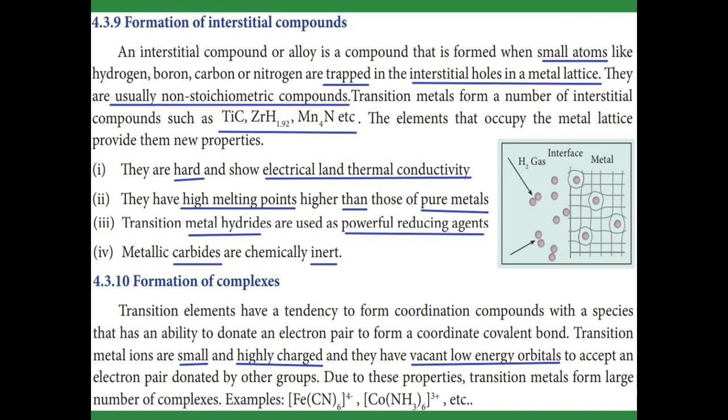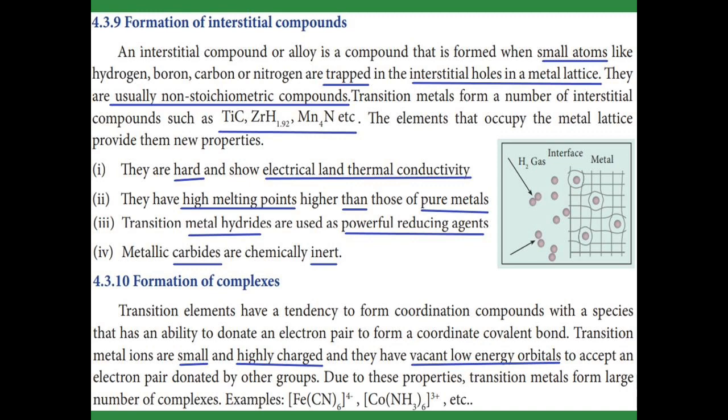Because the small atoms occupy the metal lattice, they show some new properties. What are they? They are very hard compared to the pure metal, they conduct electricity and heat, and the melting point is also somewhat higher than the pure metal. When the metal forms an interstitial compound with hydrogen, it is called a metal hydride, and it acts as a powerful reducing agent. When the metal forms an interstitial compound with carbon, it is called a metallic carbide, and it is chemically inert.